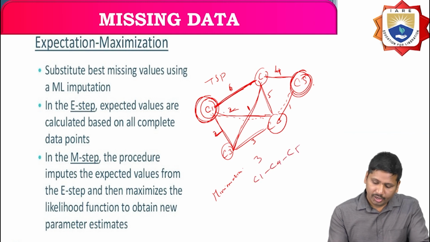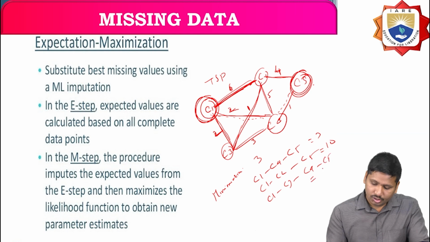Similarly, what is another way? C1 to C2 and C2 to C5. What is the cost? 10. This should be 3. And then what is another way? C1 to C3, C3 to C4 and C4 to C5. What is the cost? 6.